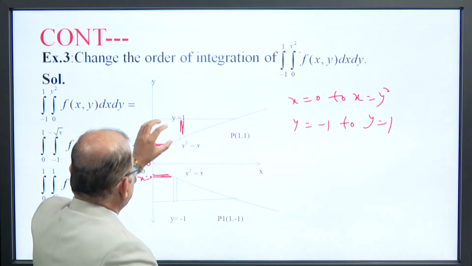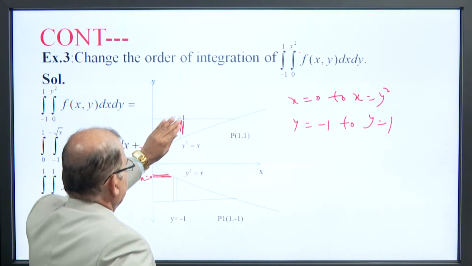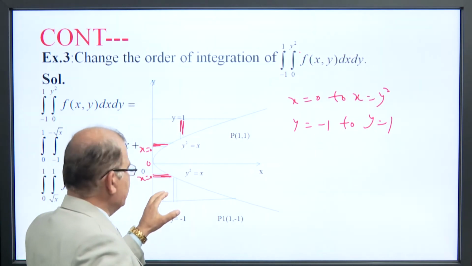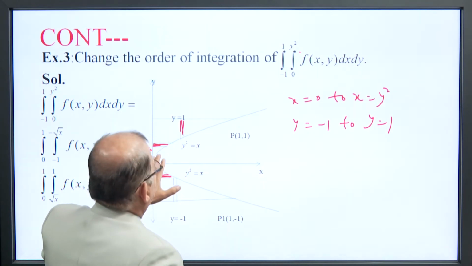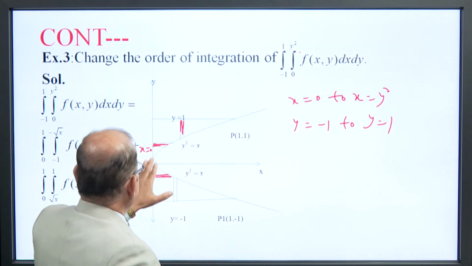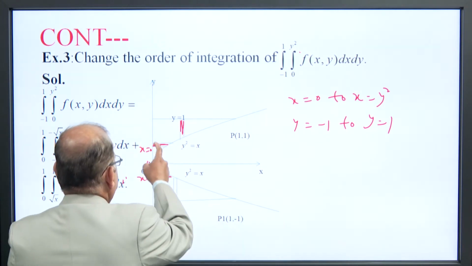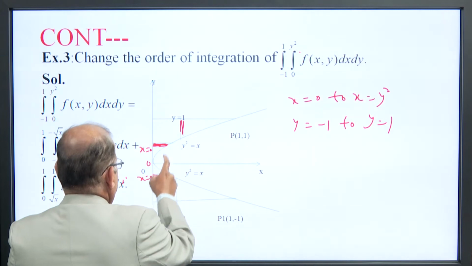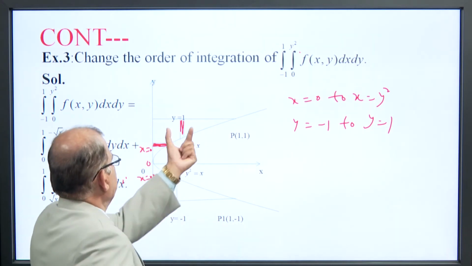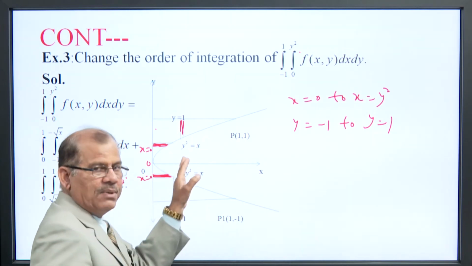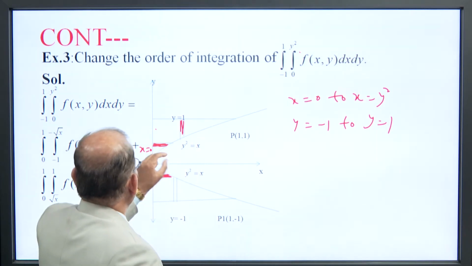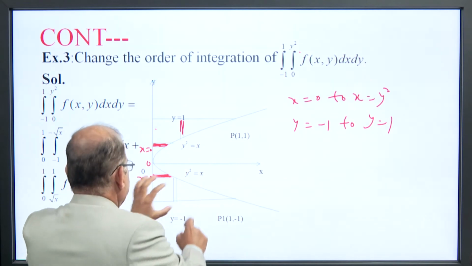Here we have a region, and this region is divided into two parts if you take a strip parallel to the axis of y. This means we have this region and this region, so the integral is divided into two sub regions. The first region is this and the second region is this.